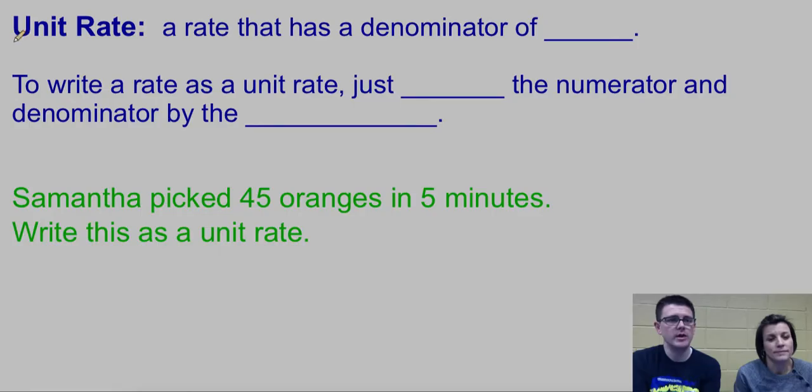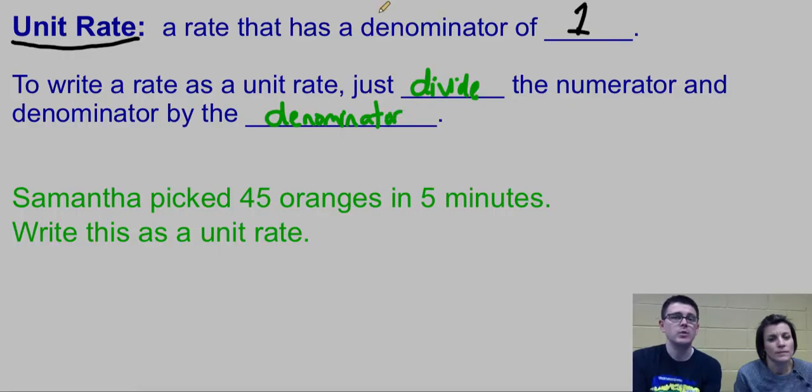Next one is a unit rate, and that's what this lesson's really about. It's a rate that has a denominator of 1. So it's a special kind of rate. It's how much it is for just one of something. To write a rate as a unit rate, just divide the numerator and denominator by the denominator. And I know that kind of sounds complicated, but you kind of see what it means. But it really just means you're always going to divide by your denominator. So you never have to think about what to divide by.